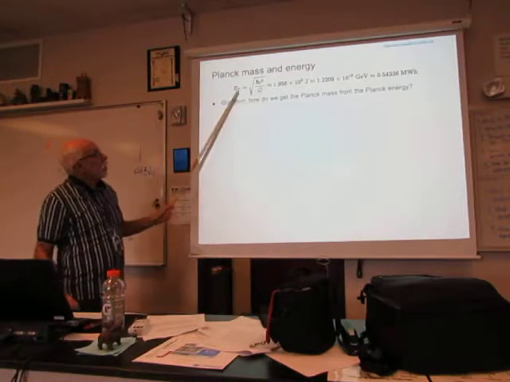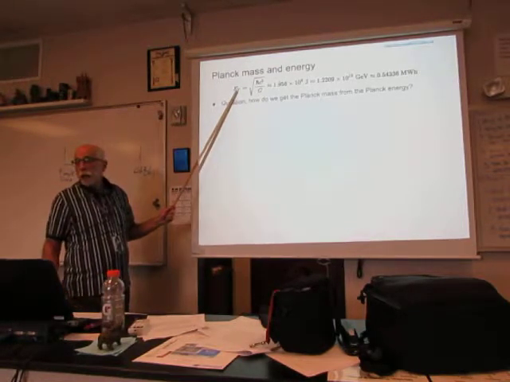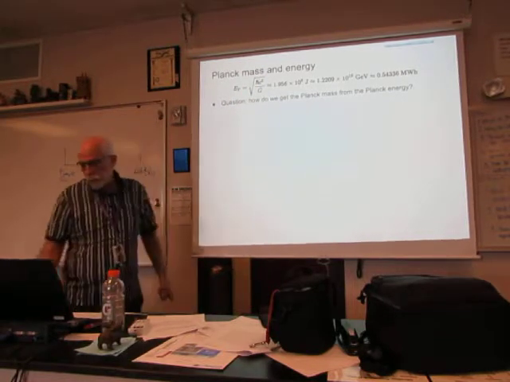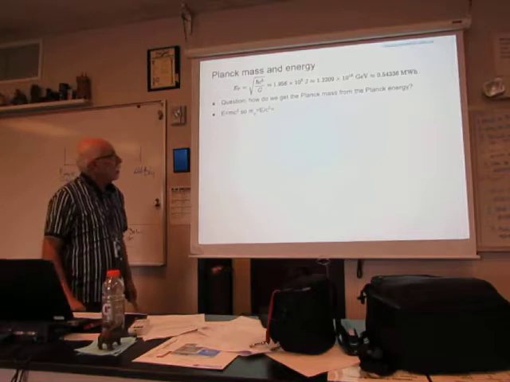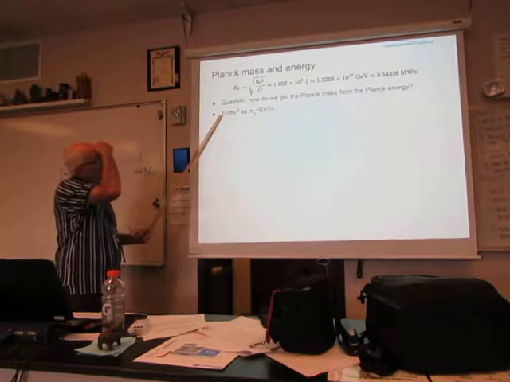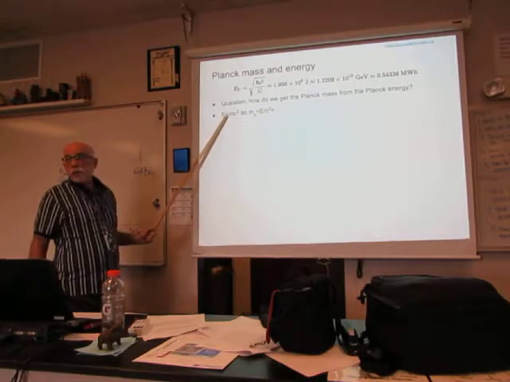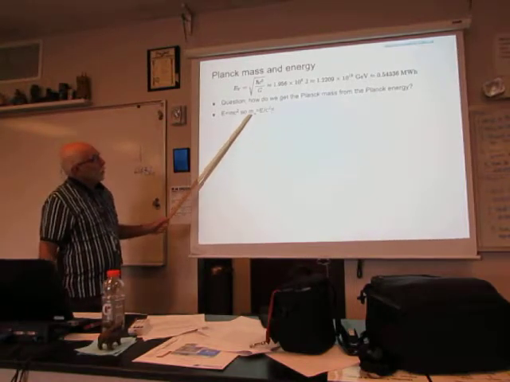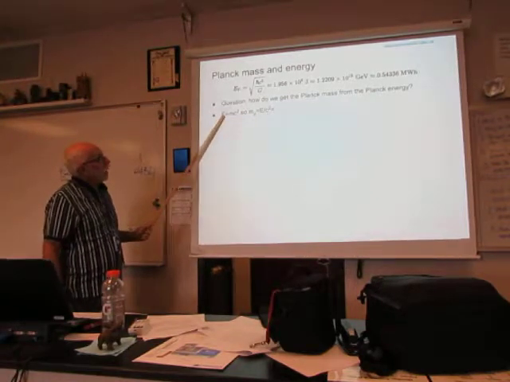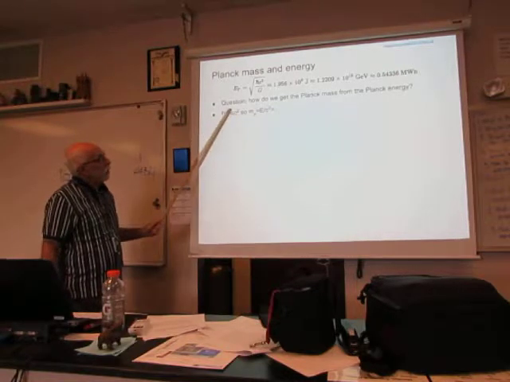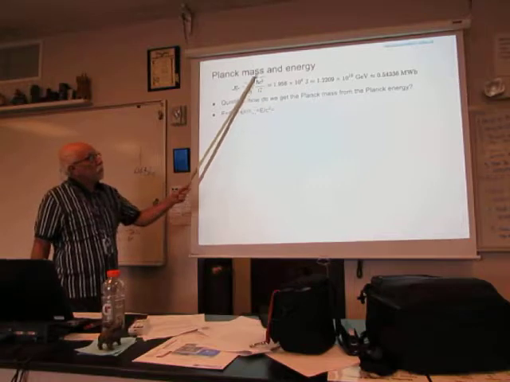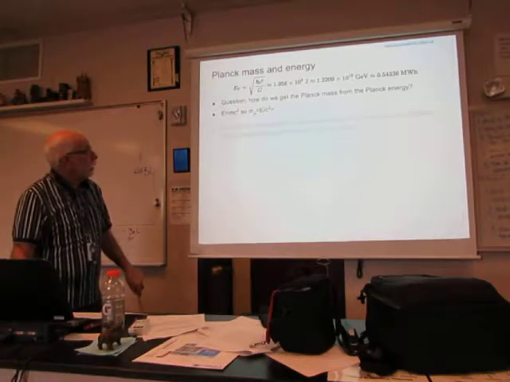So the question is, how do we convert from the Planck energy to the Planck mass? Because there is a thing called a Planck mass. So we're going to use E equals mc squared. So the Planck mass is equal to the Planck energy divided by c squared. We do a little bit of algebra there. I'm not going to fill this in. While I'm talking, see if you can figure out what that is.